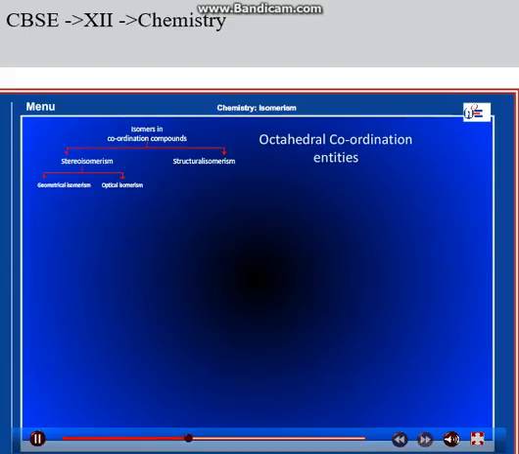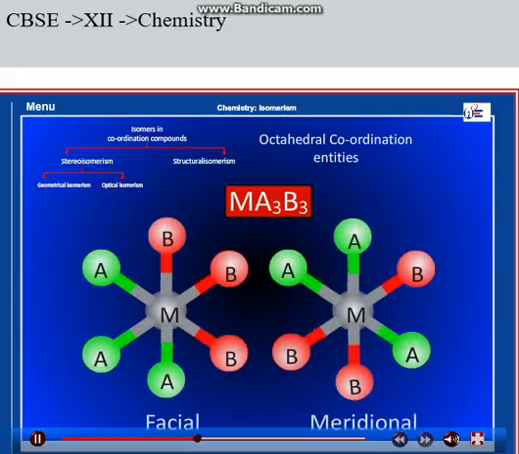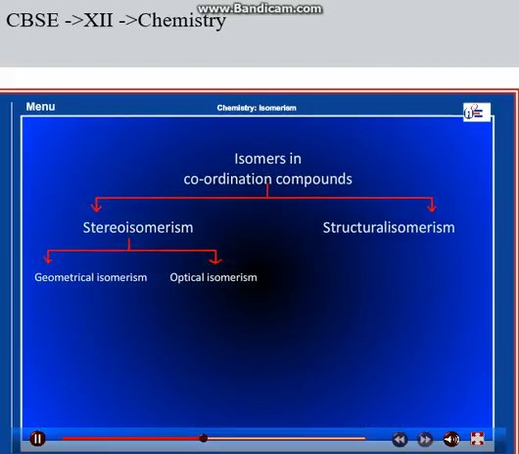In octahedral coordination entities of the type Ma3B3, the possible geometric isomers are facial and meridional. The second type of stereoisomerism is optical isomerism.